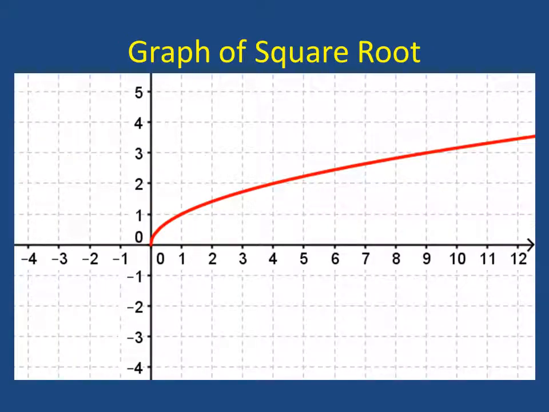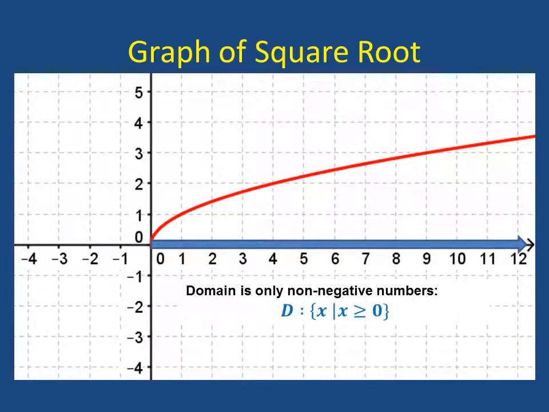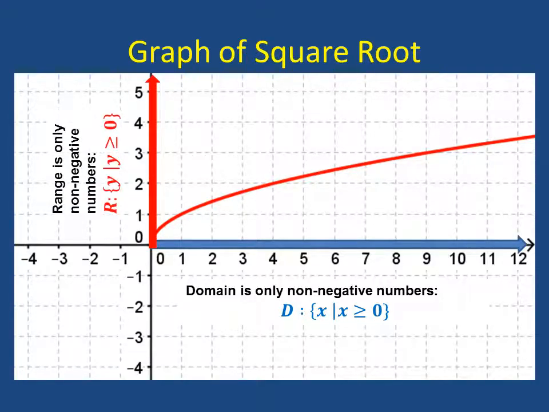Let's take a look at the graph of the square root. We see that the domain covers all x values starting at 0 and going to positive infinity. So the domain is only the set of non-negative numbers x such that x is greater than or equal to 0. We have a similar situation for the range. The range goes from 0 on up to positive infinity. So the range, again, is only non-negative numbers, y such that y is greater than or equal to 0.